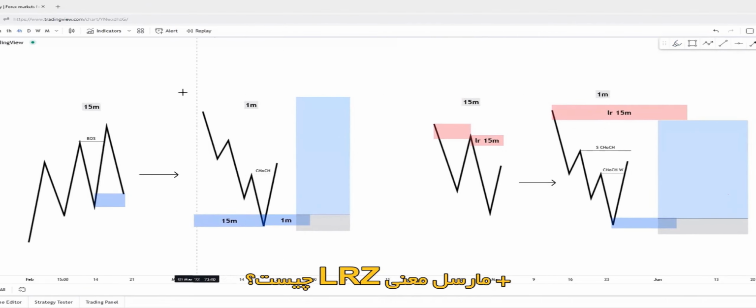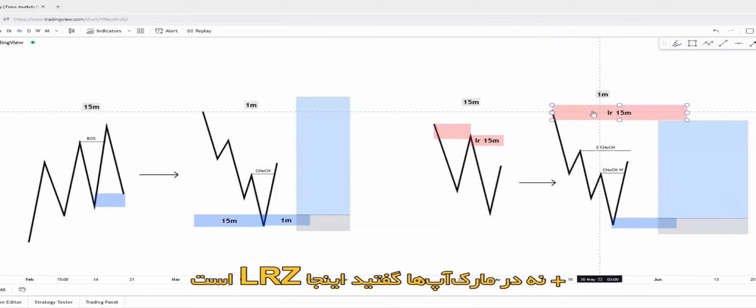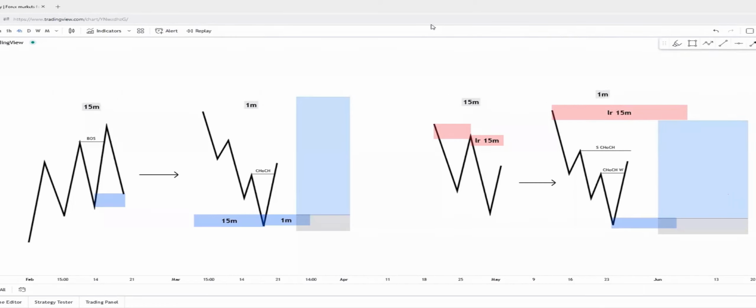Okay, Marcel, can I have a question? What's the meaning of LRZ? Right here. In the markup, you say this one is LRZ. Lunchtime reap zone, lunchtime zones, basically all lunchtime zones.